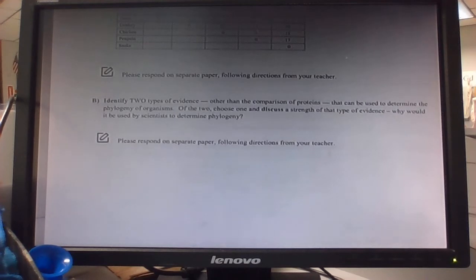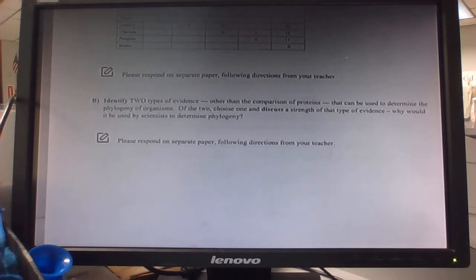I would have taken vestigial structures. That was on 389, and it was a vocab term. I would have taken homoplasies. That was on 399, and it was a vocabulary term. I would have taken morphological homologies. That was on page 399.